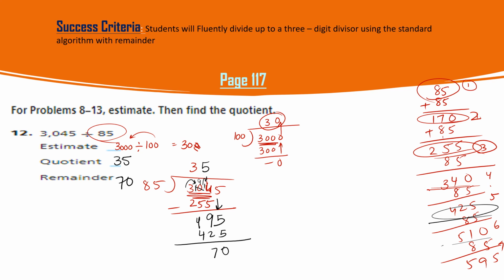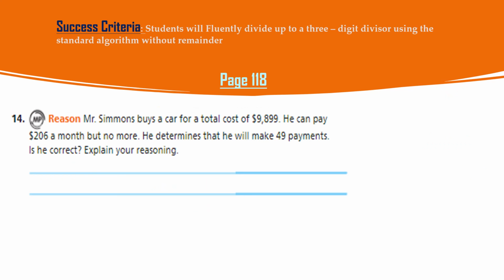Now just try to practice more and more questions. Mr. Simons buys a car for the total cost of $9,899, and he can pay $206 per month, but not more. Now, before we solve this one, he determines that he will make 49 payments. Is he correct? Explain your reasoning.